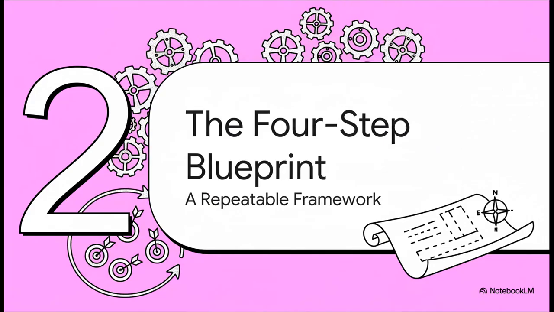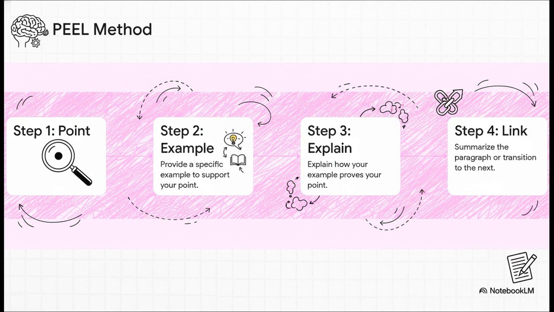So how in the world do you juggle all four of those things at once, right? Well, the good news is there's a really simple but super powerful framework you can use. It's a blueprint for success every single time. Let me introduce you to the PEAL method. It stands for point, example, explain, and link. And trust me, this isn't just some clever acronym. It's a structure that practically guarantees your paragraph will be logical, well-developed, and really easy for the examiner to follow and to give you high marks for.